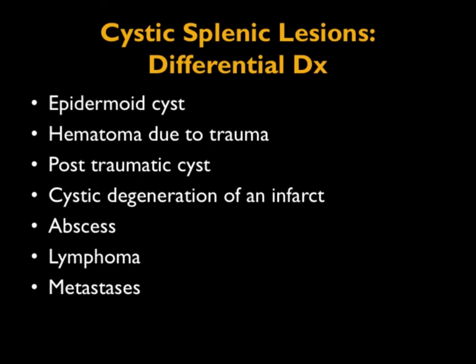Now, when we talk about cystic splenic lesions, that simple cyst, there's a differential diagnosis, which includes an epidermoid cyst, old hematomas or pseudocysts, traumatic cysts, cystic degeneration of an infarct, abscess, lymphoma, or occasionally metastasis.